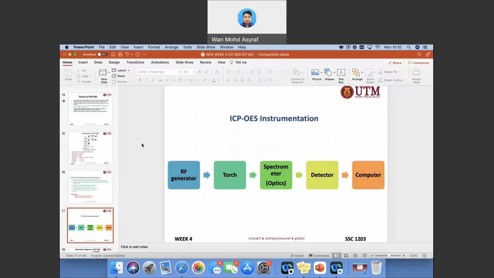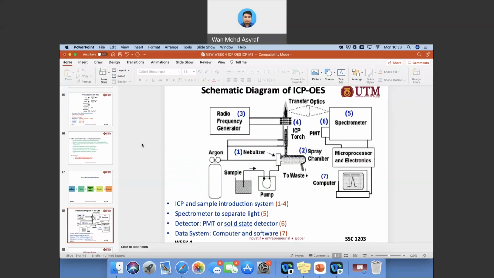All right. So the ICP-OES instrumentation is as what I've shown here. You would see an RF generator, the torch, spectrometer or the optics, and then the detector, and lastly the computer. So we are going to look at it one by one. All right. So this is the schematic diagram of ICP-OES.